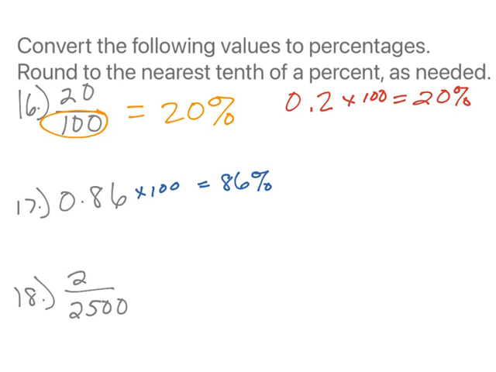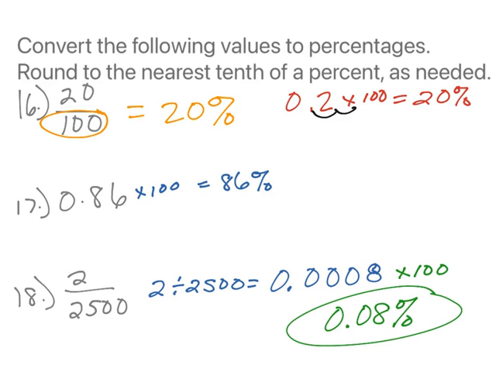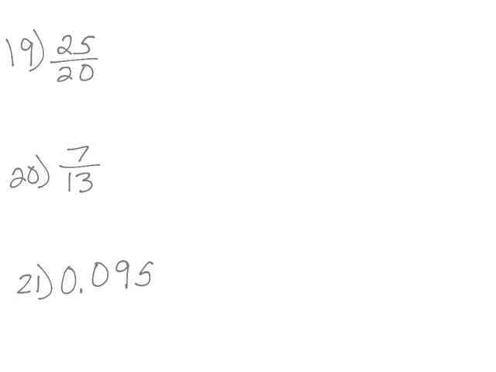And then when I have 2 over 2,500, when I divide 2 by 2,500, I get 0.0008. Now, if I multiply that by 100, I end up with 0.08%. So that's a very small percentage, but this process doesn't change. You'll also notice that when I'm multiplying by 100, it's really just moving the decimal over 2 places. It's the same idea because 100 has 2 zeros, which represents 2 decimal places.